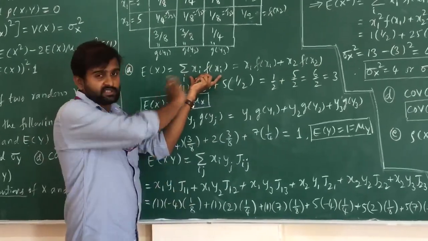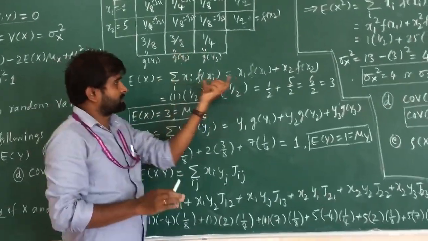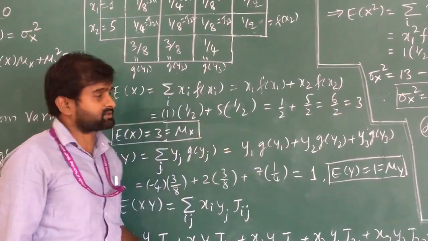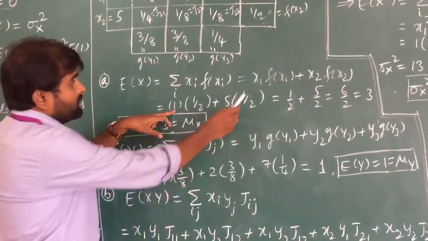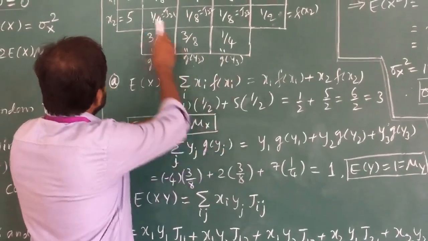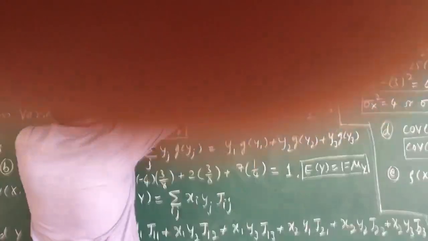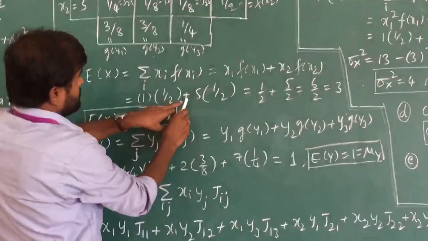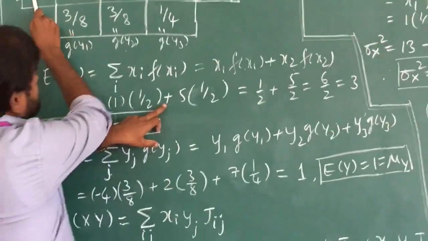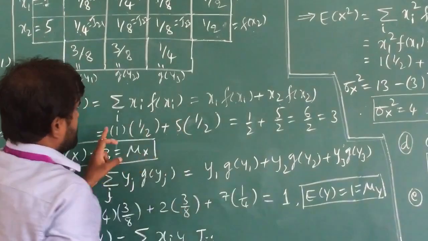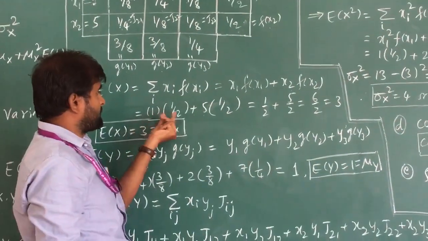Just expand the summation: x1 into f of x1 plus x2 into f of x2. Then you know the value of x1. x1 is 1, I am writing 1. f of x1 is here on the right-hand side, 1 by 2, plus x2 is 5. f of x2 is 1 by 2, so 5 into 1 by 2. Now multiply and add.